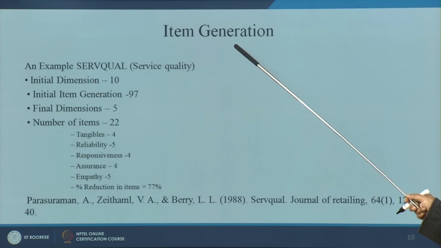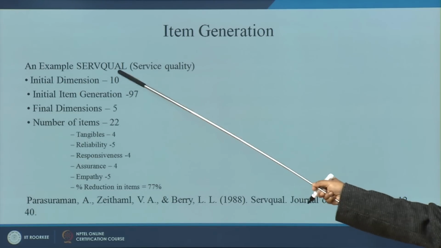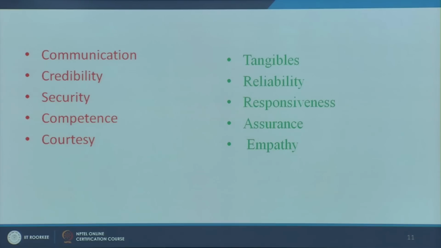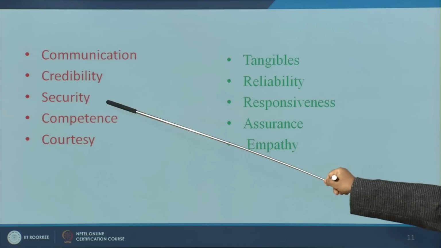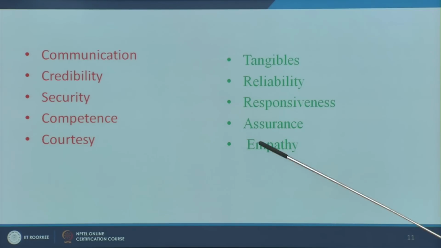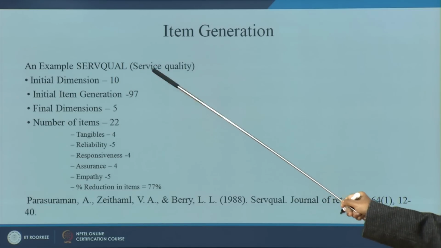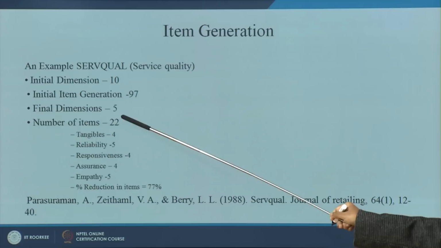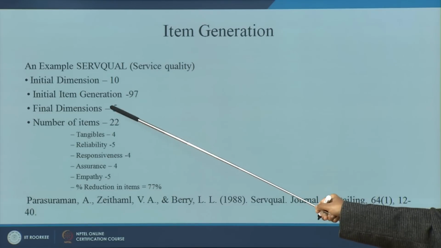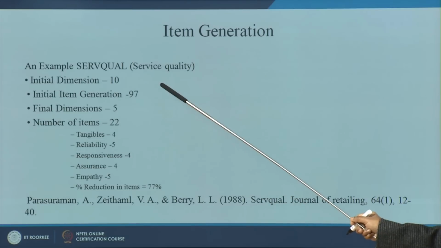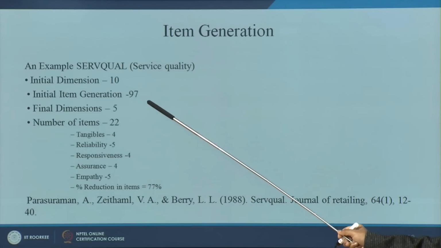Now, this is one very popular service quality example which I have taken. Initially, if you see, there were 10 dimensions, 1, 2, 3, 4, 5, 6, 7, 8, 9, 10. In the process that we did, item generation gave 97 items for these 10 dimensions. Finally, only 5 dimensions were maintained. Why only 5? Because the rest were not explaining well the requirement of the researcher.